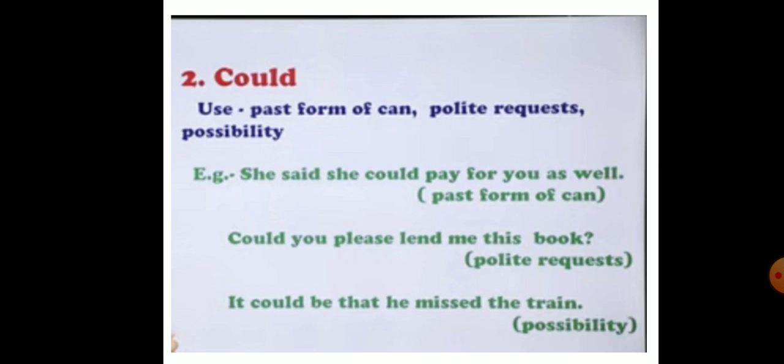Here, this is a past sentence. This is the indirect form of the sentence, and this is a past sentence, so we have to use could here. Could you please lend me this book? This is a polite request and we have used the modal could here in place of can. Third, it could be that he missed the train. There was a possibility that he missed the train. So this is a possibility in the past, so we have used the modal could here.